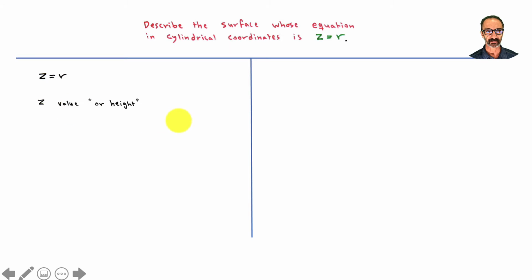Since z equals r, and z is like you go straight up, we refer to it as the height. Theta can vary because theta is not mentioned. So you could go around 360 degrees and you're referring to z as the length of r, or the magnitude of r. Any horizontal trace in the plane z equals k, where k is positive, is a circle of radius k. Think about it.